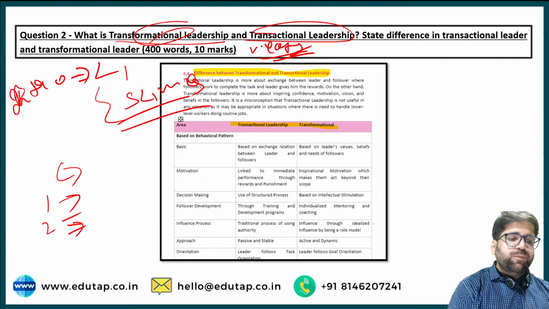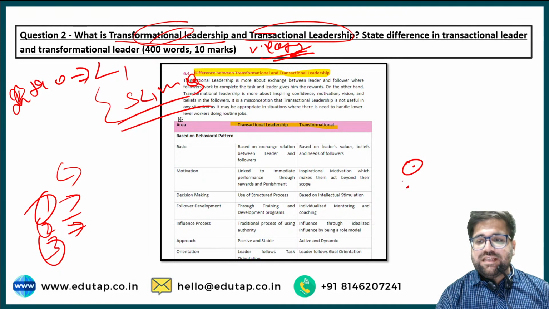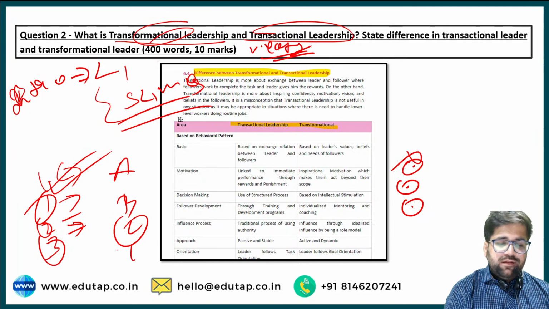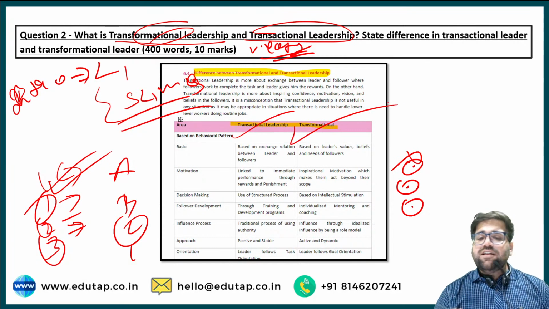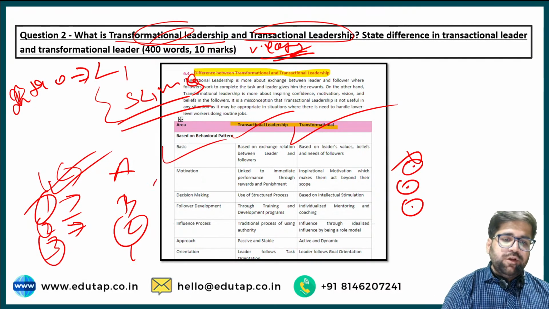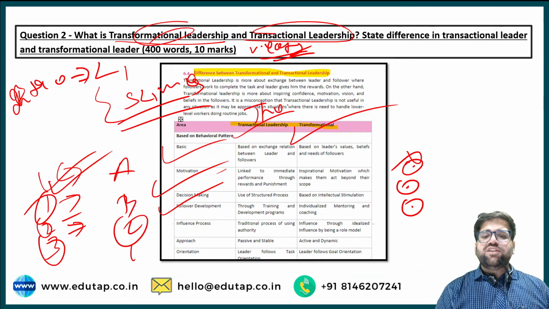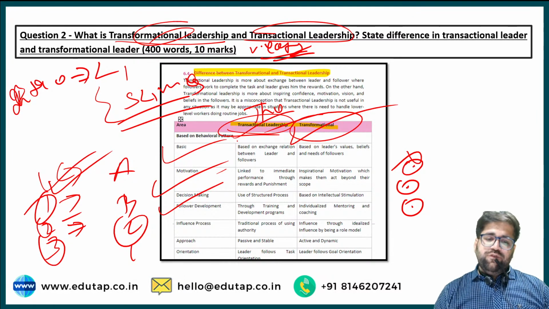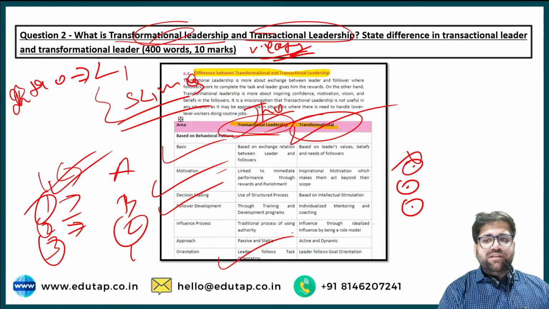You could have easily used pointers 1, 2, 3, but in the real exam it's very tough to use these types of pointers, so avoid this. Use standard formats A, B, C. Define at least 6 points, and it is very easy to define the difference between transactional and transformational leadership. You just have to understand the basic theory. If you are thorough with the motivation part, you could tell how transactional leadership follows the Theory X approach and how transformational leadership follows the Theory Y approach. So, very easy question. Anyone who has the basic concepts ready could have easily scored this.